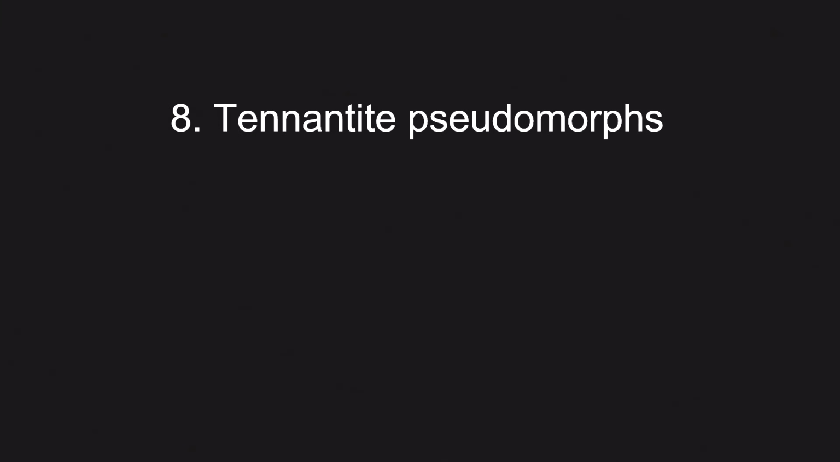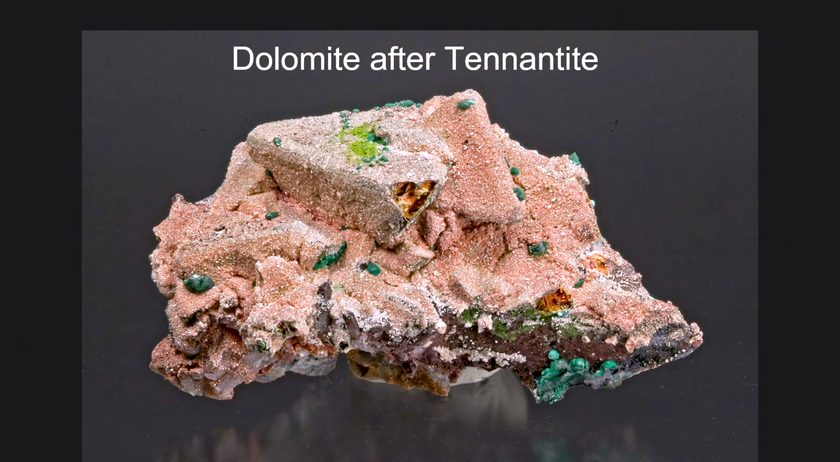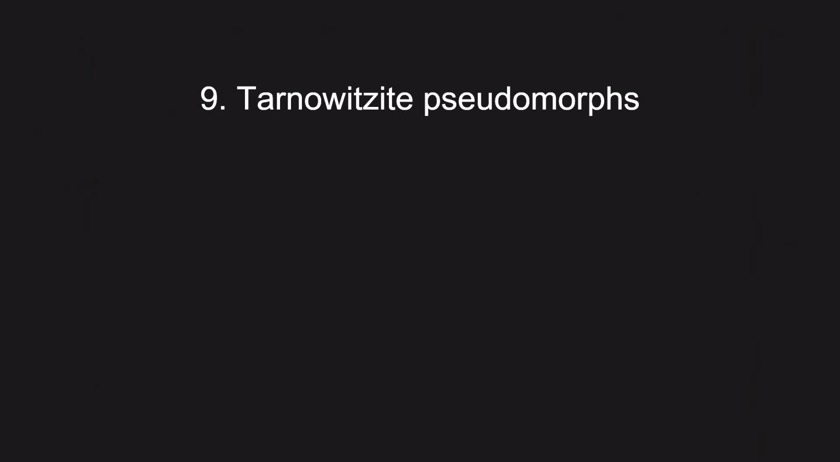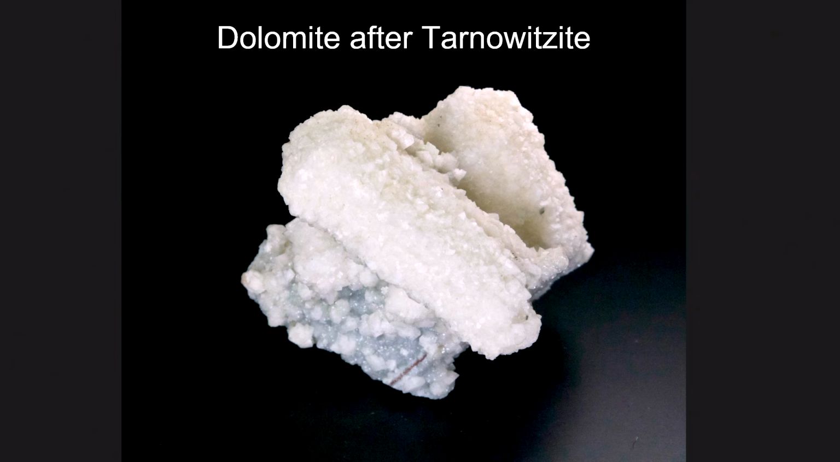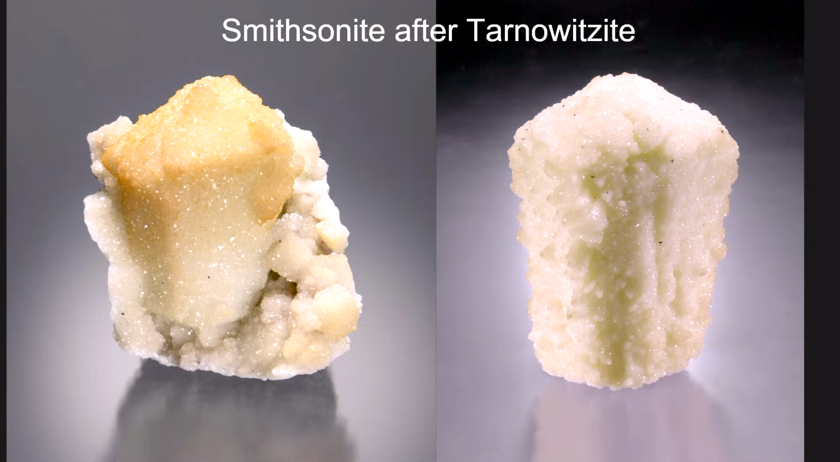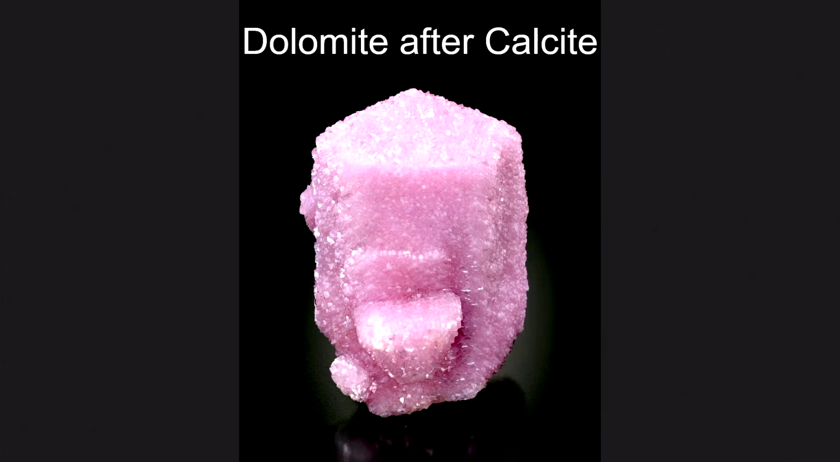Now, tennantite pseudomorphs. Here is a lovely specimen of dolomite after tennantite. And tarnowitzite. There are many different species that can replace tarnowitzite. Here is calcite after tarnowitzite. Here is dolomite after tarnowitzite. Here is smithsonite after tarnowitzite from the small, well-known find from 1929. Here is a dolomite after calcite, a lovely specimen, well-known.